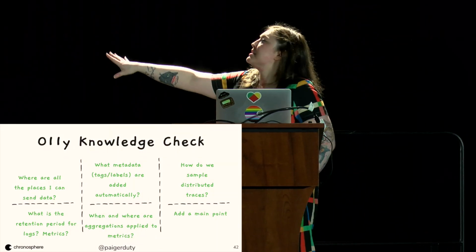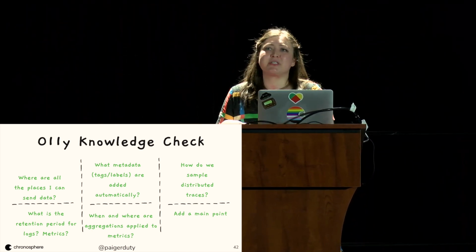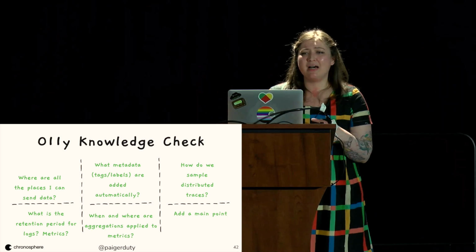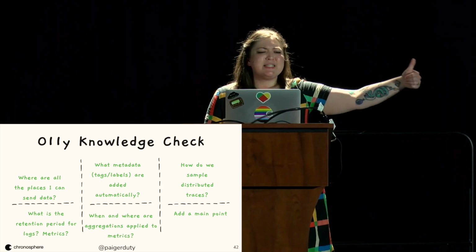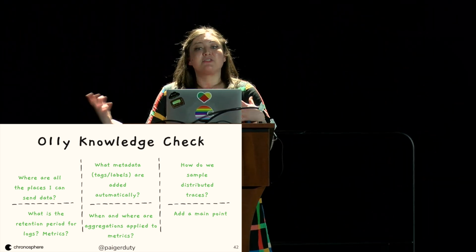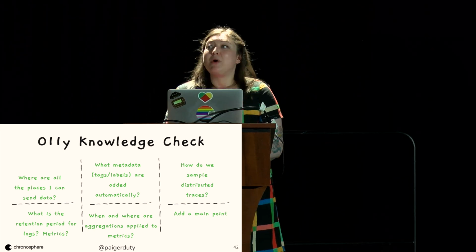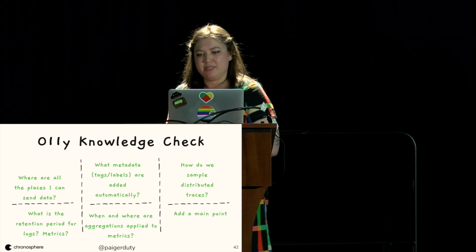You can even do something as simple as a quick observability knowledge check. This could be for new folks coming in to highlight parts of the org that you need to show them around, where are all the places you can send data. What's the retention period for logs or metrics? What tags or labels are added automatically? When and where are metric aggregations applied? How do we sample?